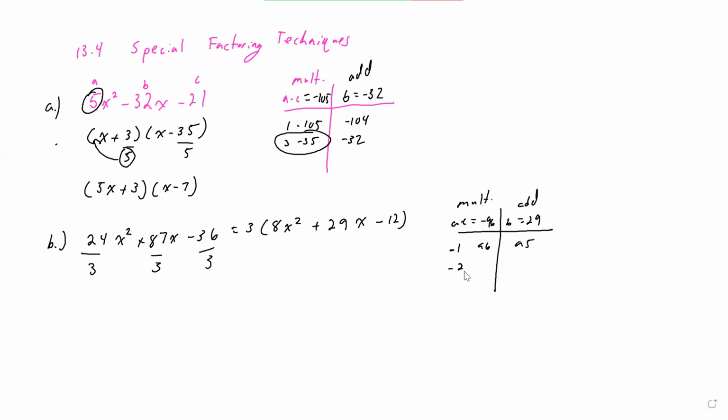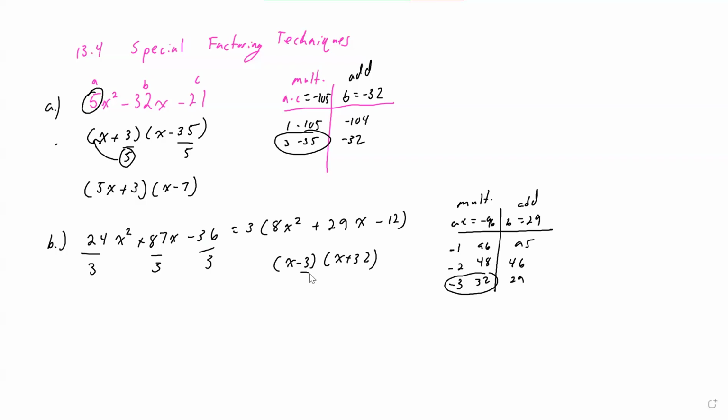Then I'll try negative 2. 2 goes into it 48 times. So that gives me 46. Then I do negative 3, and that would be 32. So that would be 29. So there's my winner right there. So then I get x minus 3 and x plus 32.